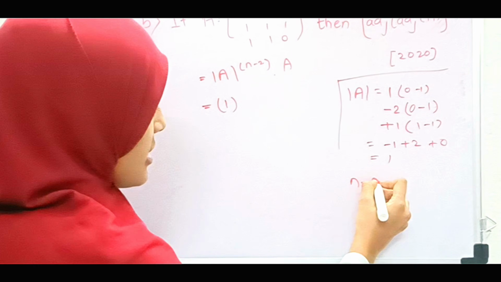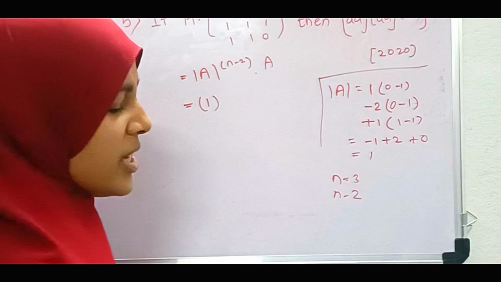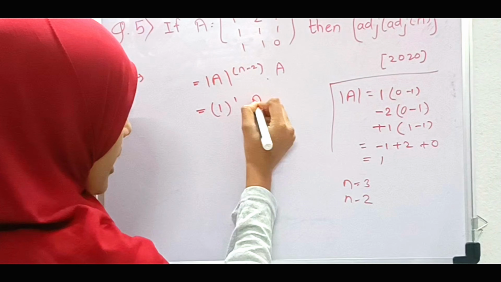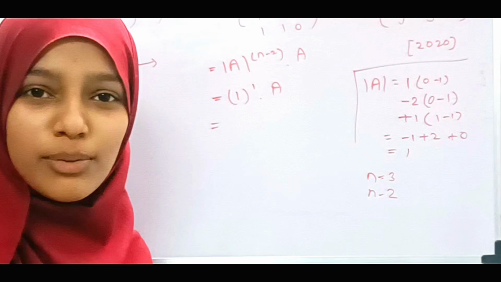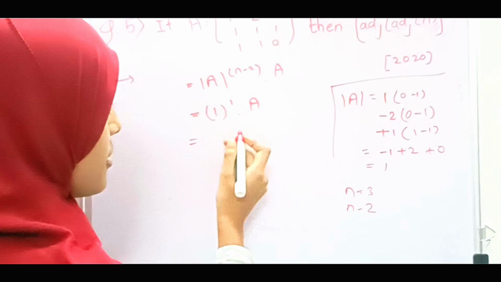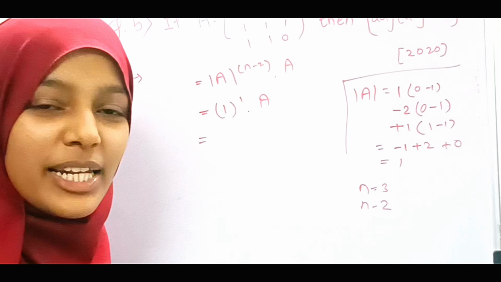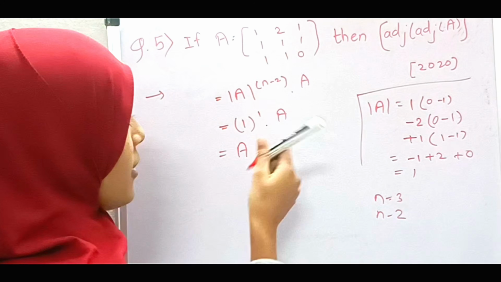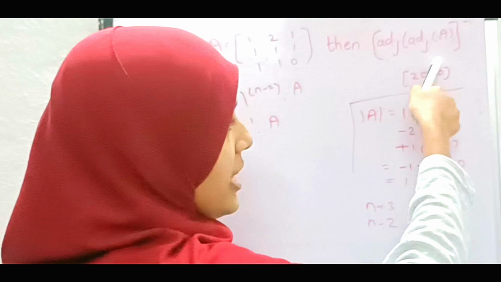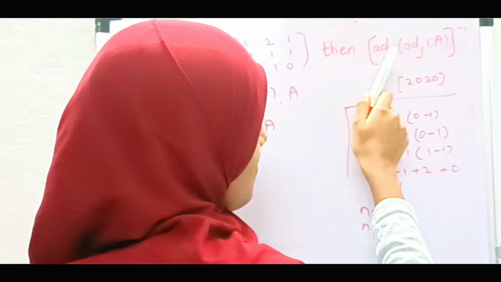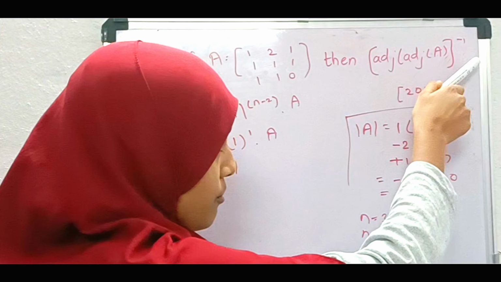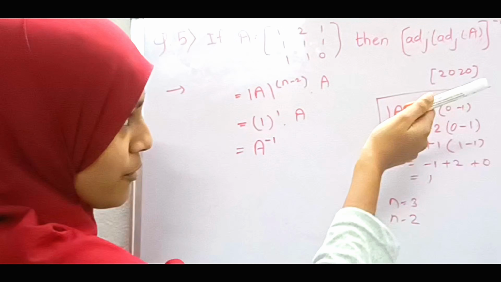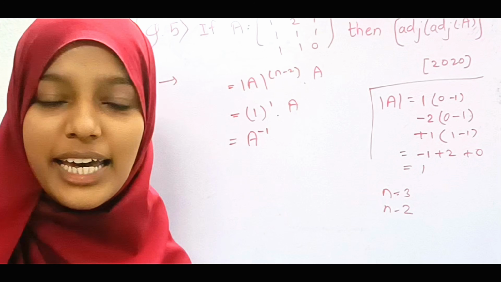So if n is 3, then what will be the n minus 2? That is 3 minus 2, that is 1. So it will be 1 raised to 1 into A. 1 raised to 1, 1 to the power anything, we know it is 1 itself. So 1 into A, if you multiply 1 to anything, it will be itself. So it will be A. But what do we have to find here? Adjoint of adjoint A inverse. So what will be the answer? That will be A inverse, because we have to find inverse. So the inverse of this will be A inverse itself.